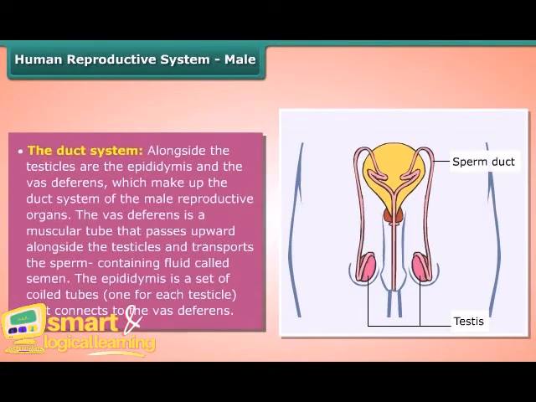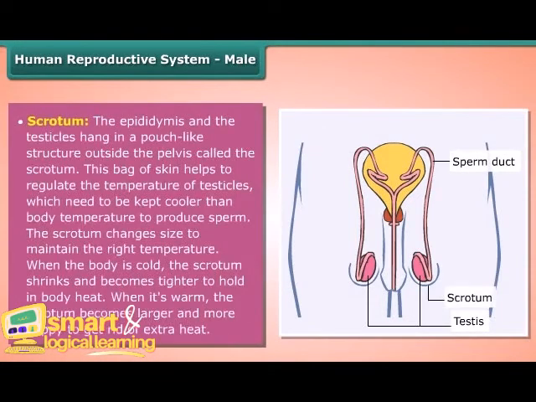The duct system. Alongside the testicles are the epididymis and the vas deferens, which make up the duct system of the male reproductive organs. The vas deferens is a muscular tube that passes upward alongside the testicles and transports the sperm containing fluid called semen. The epididymis is a set of coiled tubes, one for each testicle, that connects to the vas deferens.